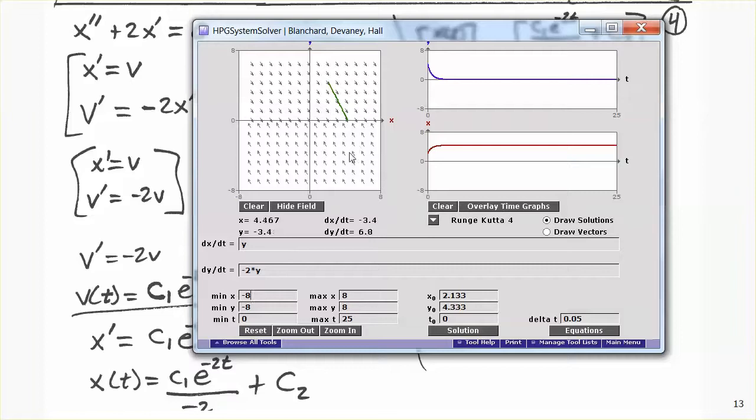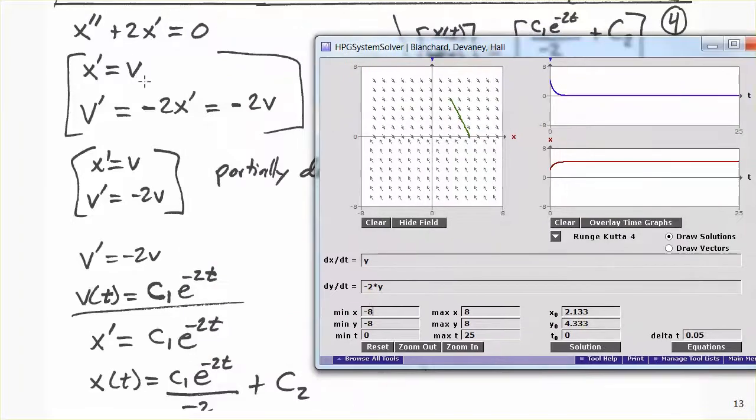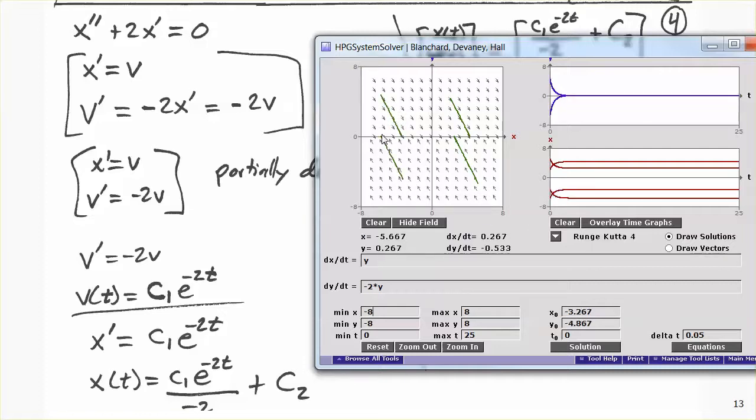What would happen if I would start down here? Well, in that case, the v would be negative. So x prime should be negative, so that means I should be moving to the left. The y should always shrink to 0, so now I'm moving to the left and closer to 0. Over here, the v is positive, so x prime should be positive, so I should be moving to the right. If I start down here, I should be moving to the left, and the v will always go to 0.